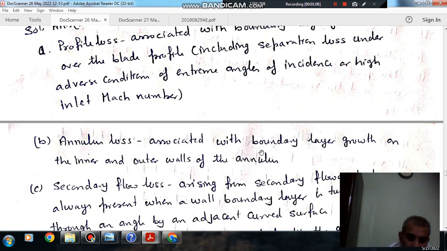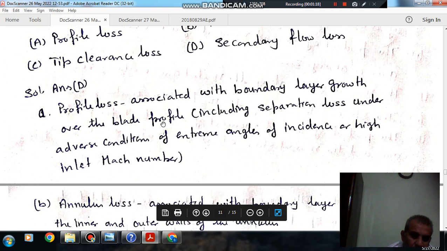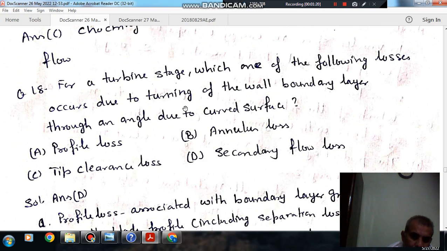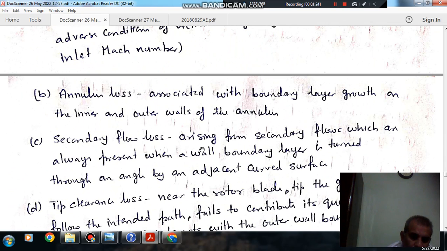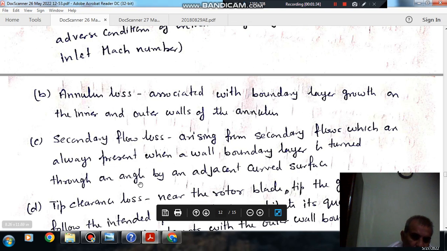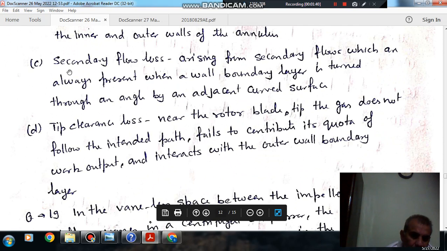Another loss, the annulus loss, is associated with boundary layer growth on the inner and outer walls of the annulus. So it is related to the annulus, and has nothing to do with the turning of the wall boundary layer. Next, secondary flow loss arises from the secondary flows, which are always present when a wall boundary layer is turned through an angle by an adjacent curved surface. So this is the answer.